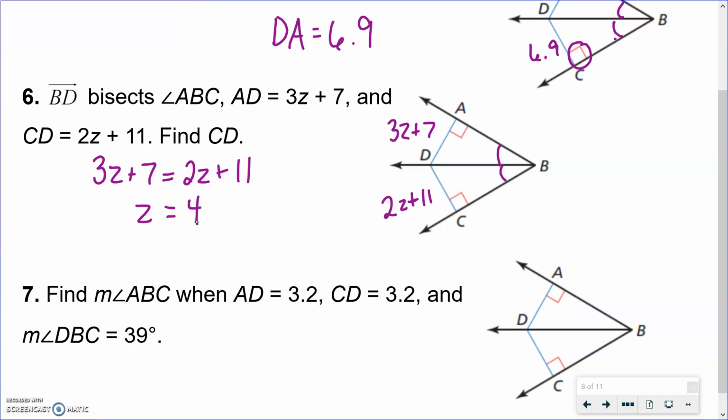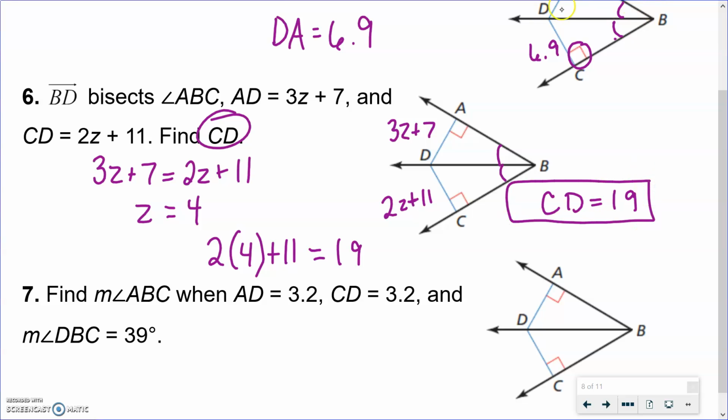So we know Z is 4, but it asks us again what the length of CD is, so that's what we need to solve for. So we have 2 times 4 plus 11. Okay, and that is going to give us 8 plus 11, which is 19. So we know that CD, I'm going to write it over here, is equal to 19.